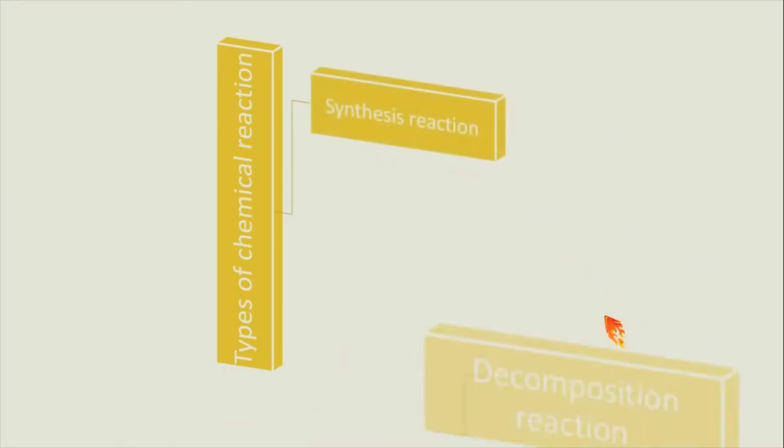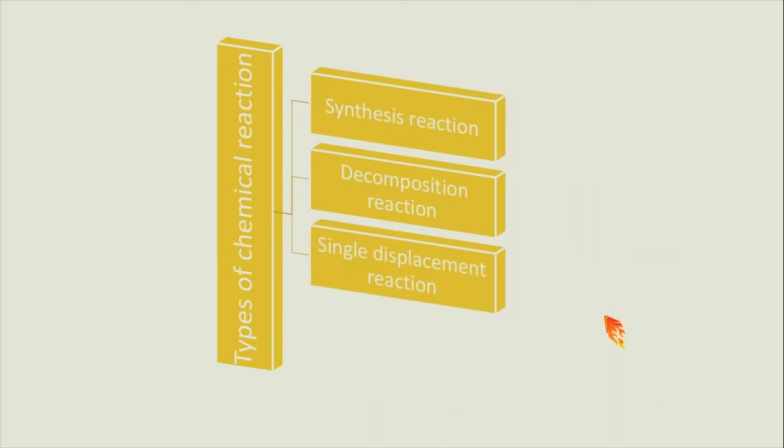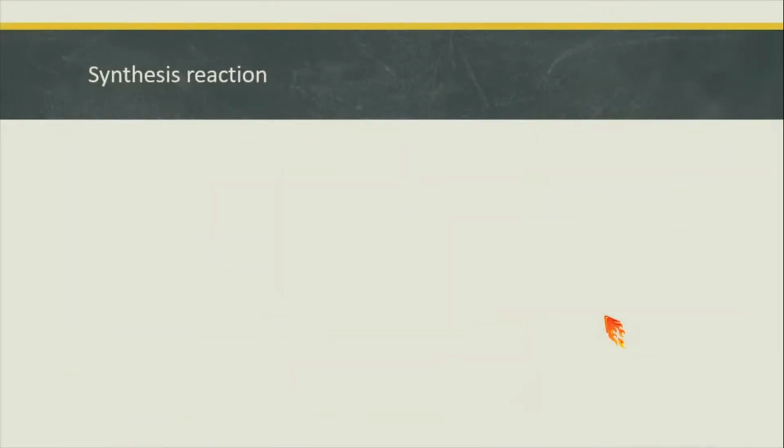So here's a simple mind map. The types of chemical reactions are synthesis reaction, decomposition reaction, single displacement reaction, and double displacement reaction. First we are going to start with the synthesis reaction.